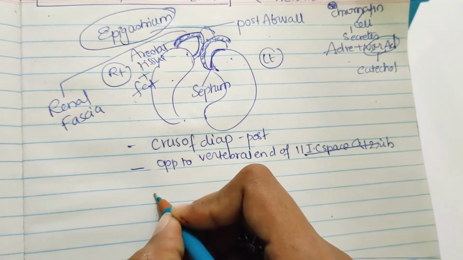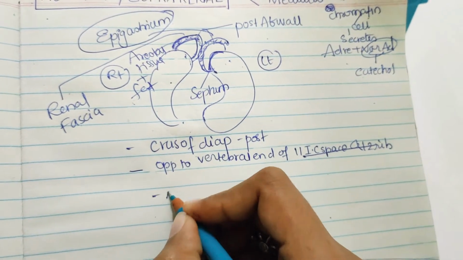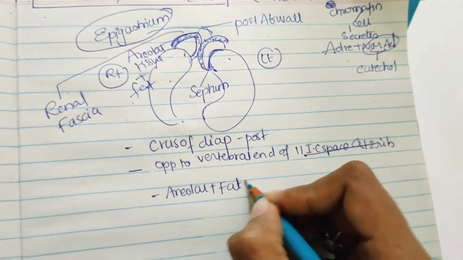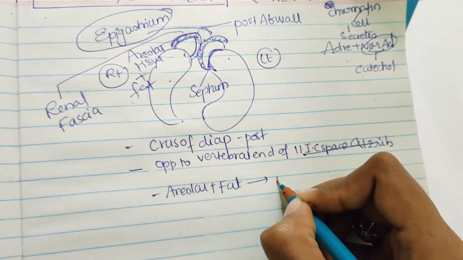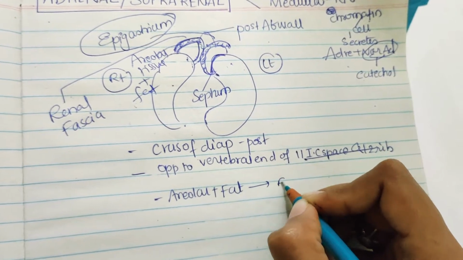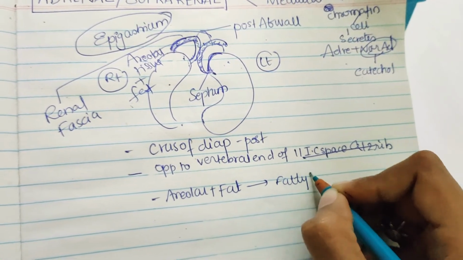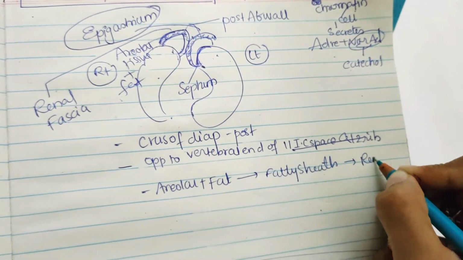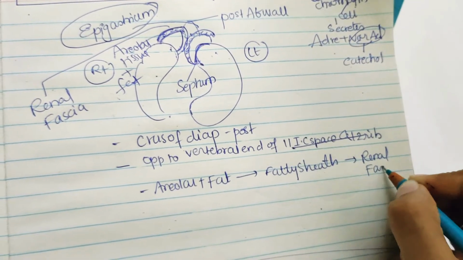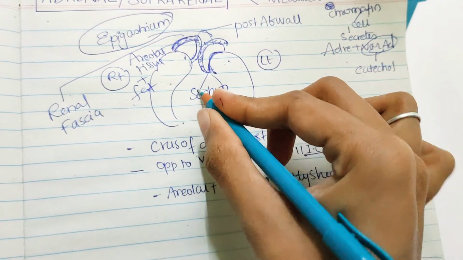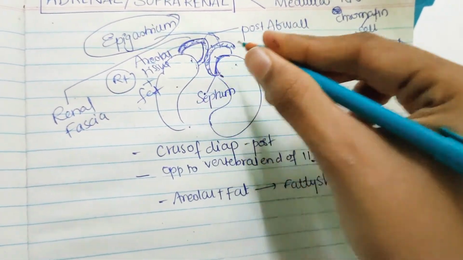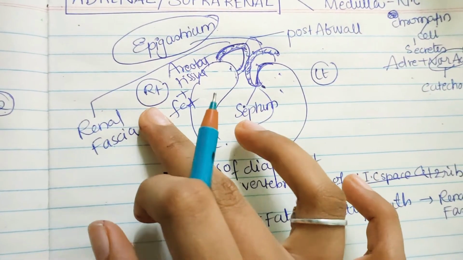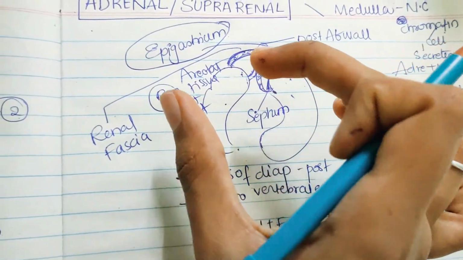First, around the suprarenal gland you will have areolar tissue with fat. Following that you will have a fatty sheet. After the fatty sheet you will have the renal fascia. And another point is about the septum, which divides the suprarenal gland from the kidney. Now mainly let us discuss the right suprarenal gland.